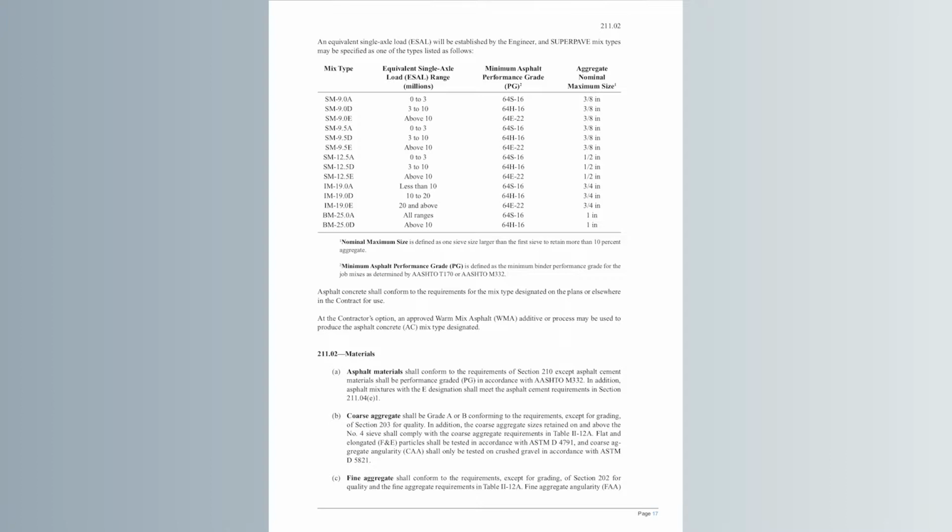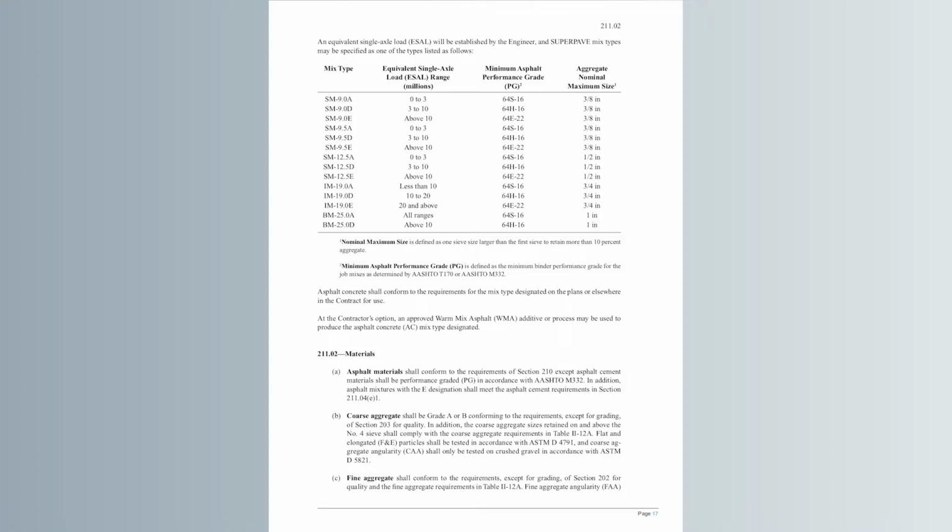211.02 talks about the different materials that go into your asphalt mix designs. We have our binders, our coarse aggregates, our fine aggregates, our mineral filler, and the requirements that those materials need to meet.